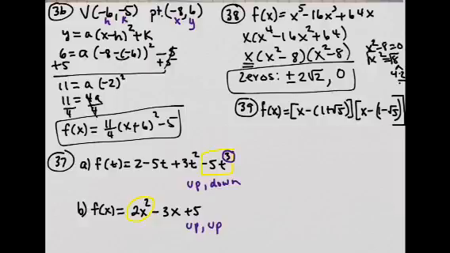So for number 39, I've set it up in factored form. That's the polynomial with the given zeros, the ones they gave you. And so all we have to do now is distribute the negative. So x minus 1 minus radical 5, and then x minus 1 plus radical 5. And we're going to multiply this out.